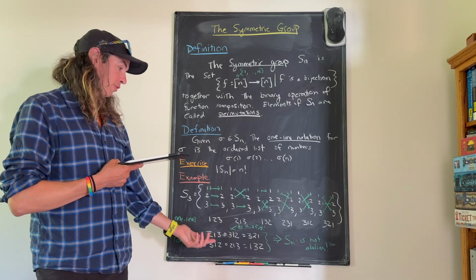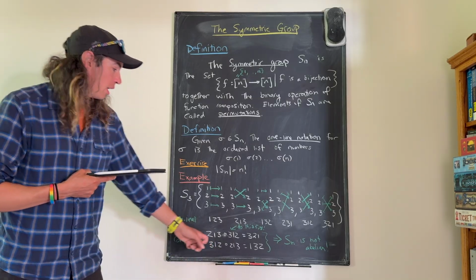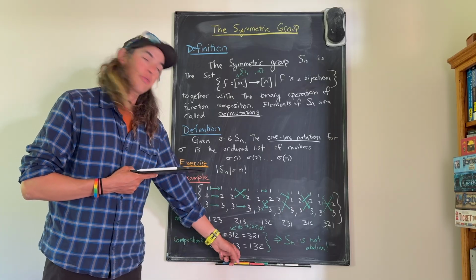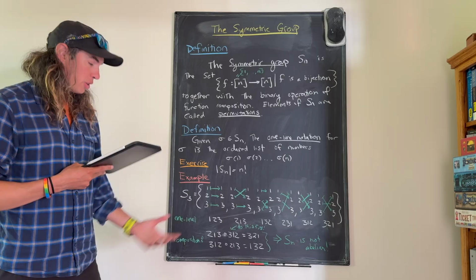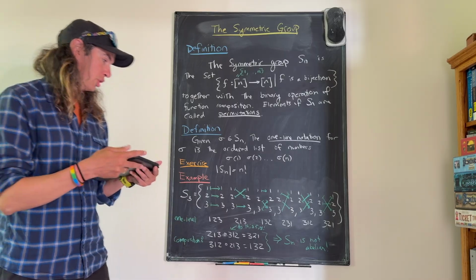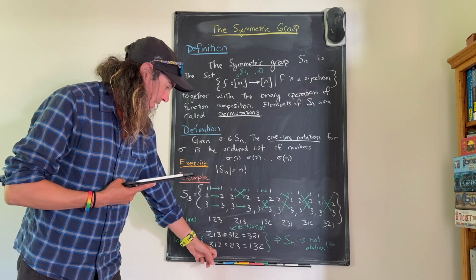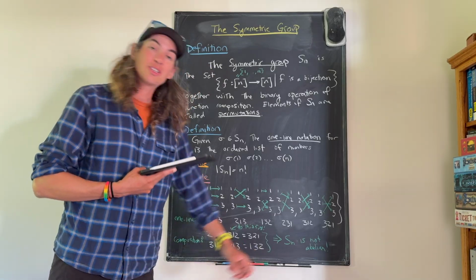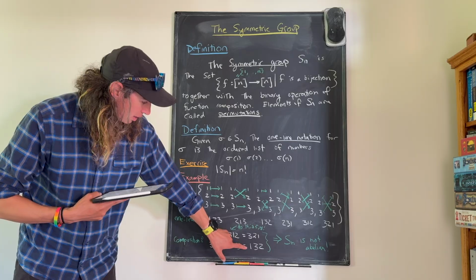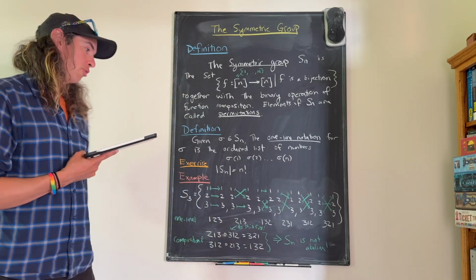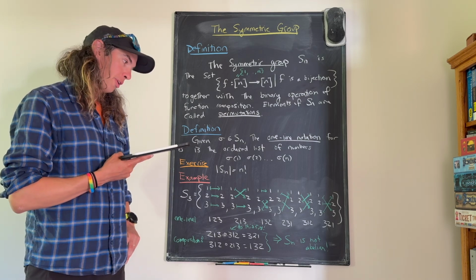Let's just do, for fun, the other way around. Here we did 2, 1, 3 times 3, 1, 2, and now let's do 3, 1, 2 times 2, 1, 3, so the opposite order. You can check, it's good to get your hands on computations like this, that this is 1, 3, 2. You'll notice that these are not the same bijection, which means already S3 is not an abelian group, and in general Sn won't be an abelian group either.